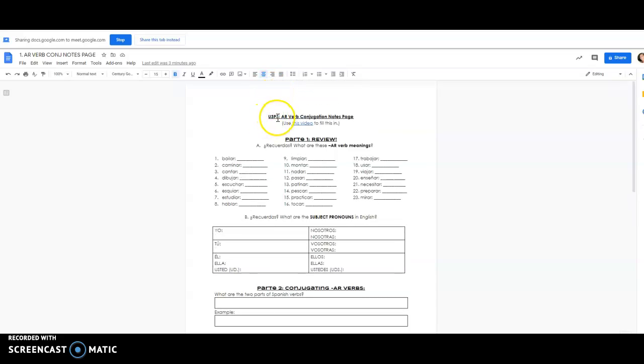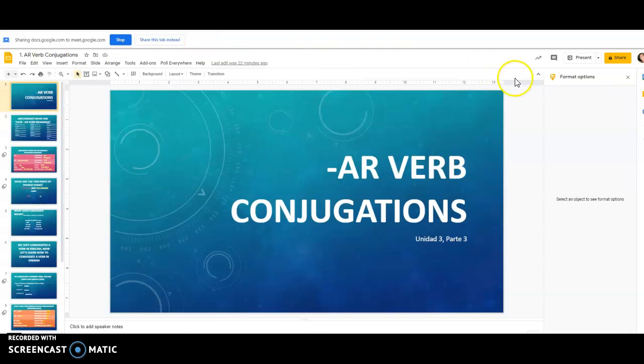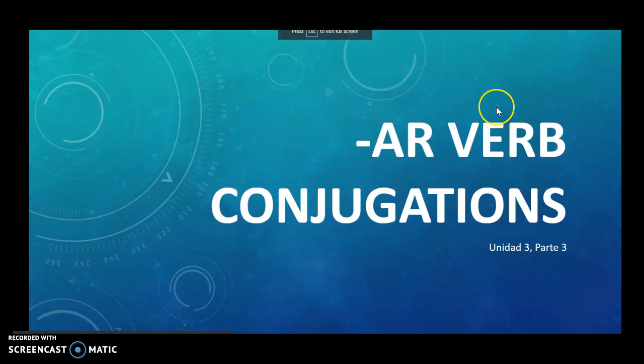Unidad 3, Parte 3, AR Verb Conjugation Notes page. So this is the notes page that you're going to be filling in as you watch this presentation. All right, today we're going to be learning how to conjugate AR verbs. But before we even get to that, we need to do a little review.